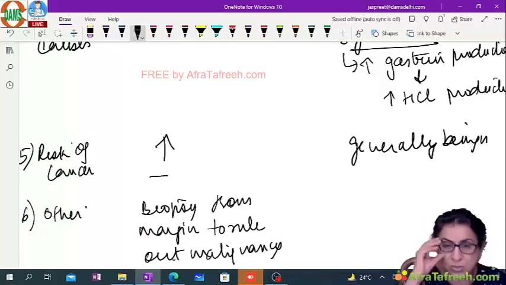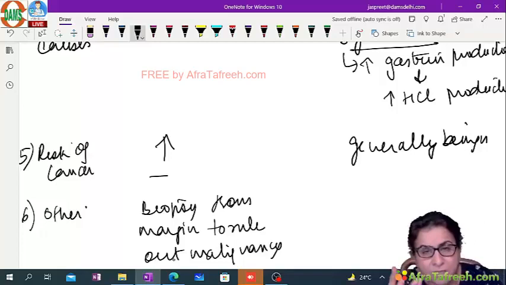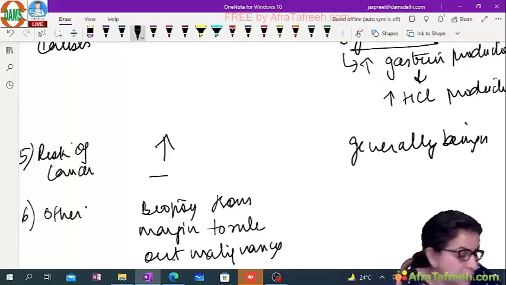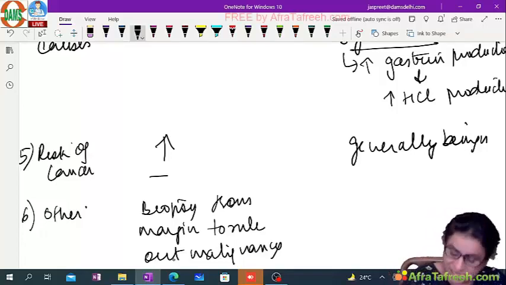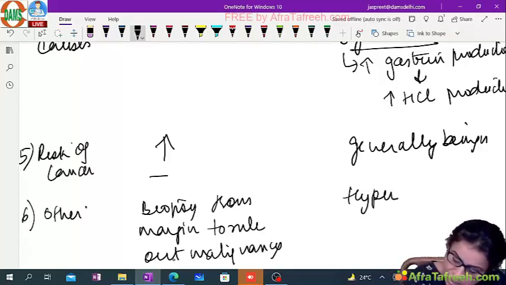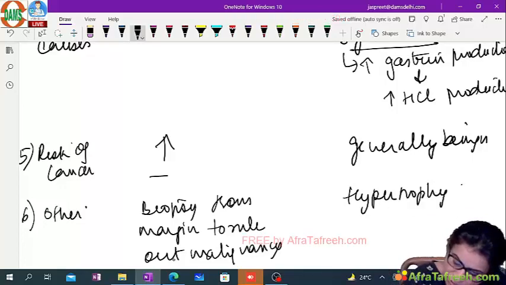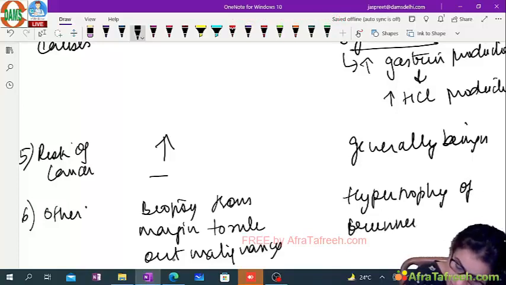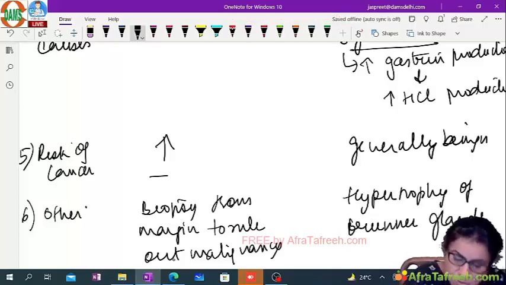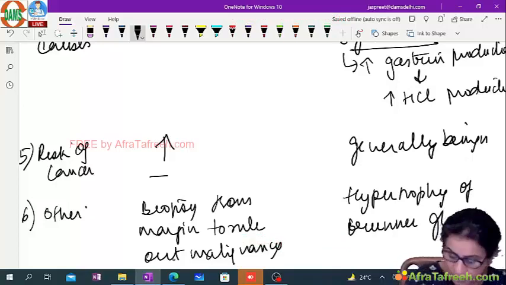In contrast, duodenal ulcers are located in the duodenum. When you do a biopsy of the ulcer, what will you see? You will see hypertrophy of Brunner's glands. You know Brunner's glands are located in the duodenum.